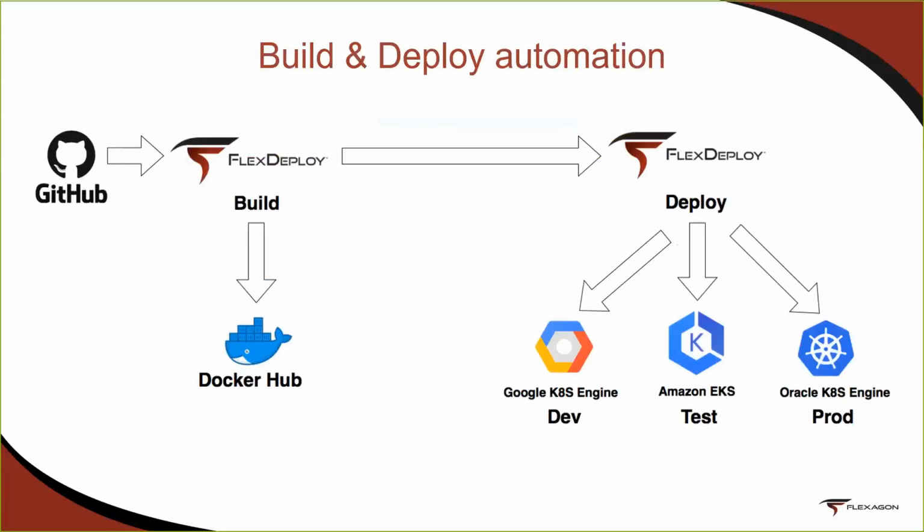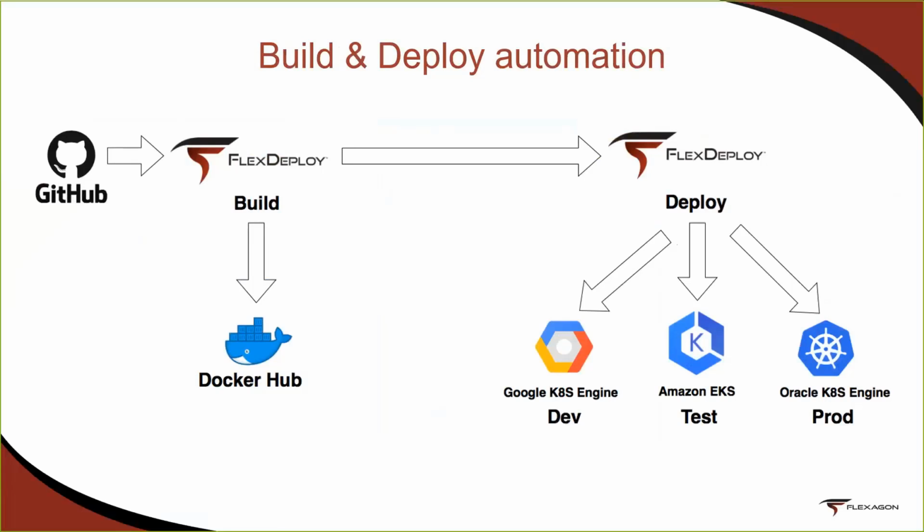And so we're going to, via, I'll call it, the magic of Flex Deploy, be able to take those images that were stored in the repository and then automate the process of deploying them across different Kubernetes runtimes. And so in this particular case, we're showing Google, Amazon, and the Oracle Kubernetes engine.